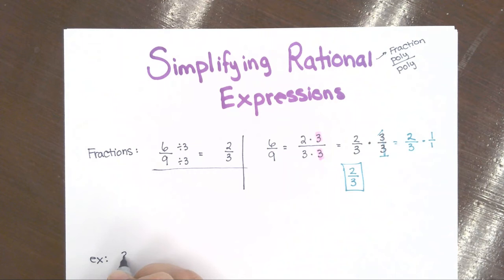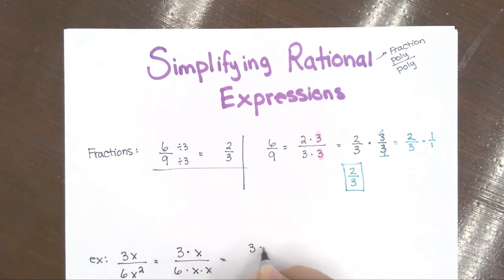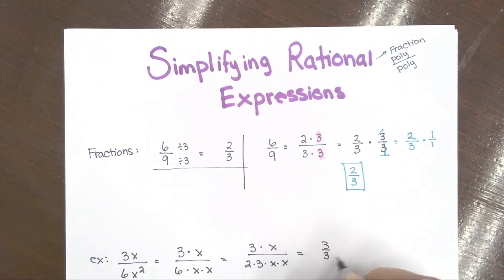Let's say we have 3x divided by 6x squared. Now what does that mean? Well, that means we have 3 times x divided by 6 times x times x. That means we have 3 times x divided by 2 times 3 times x times x. And what does that mean? Well, that means we have a 3 divided by 3, and we have an x divided by x, and we have a 2 in the denominator and an extra x in the denominator.